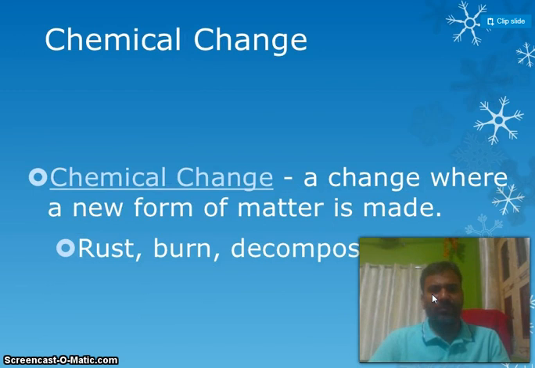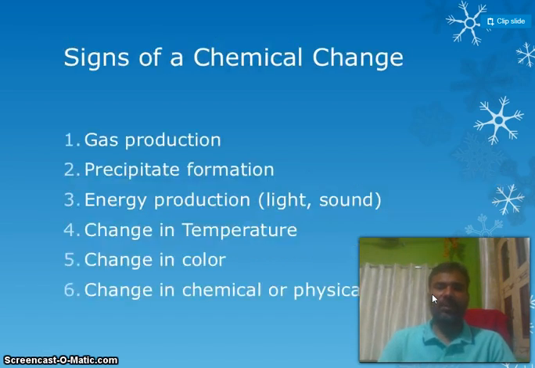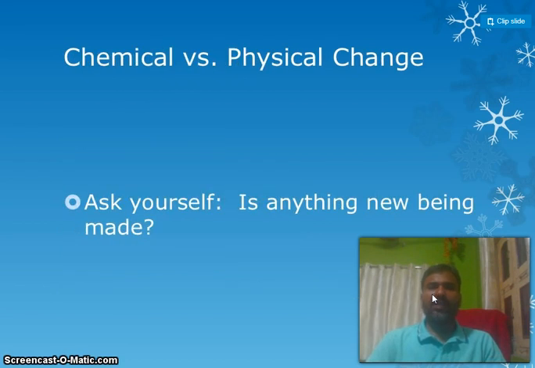Now, chemical change. A chemical change is a change where a new form of matter is made. Rust, burn, decompose, ferment. These are examples. Signs of chemical change: gas production, precipitate formation, energy production, light, sound, change in temperature, change in color, change in chemical or physical property. Chemical versus physical change: ask yourself, is anything new being made?